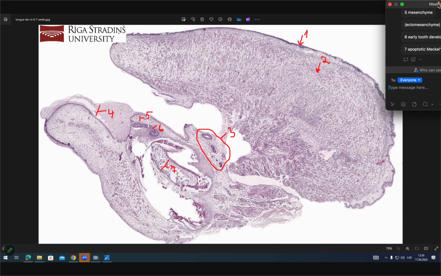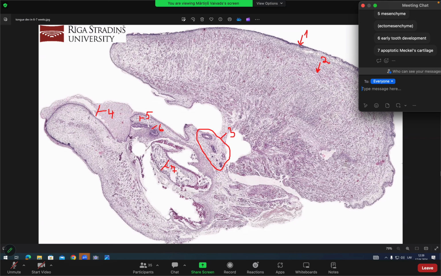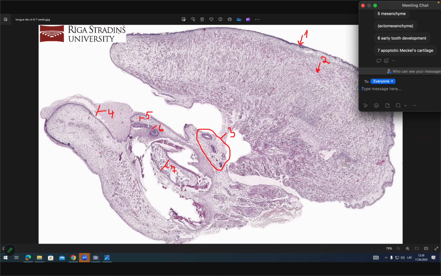From theory, what you should know is that as the facial region develops, it also has some cartilage tissue, but this specific cartilage degenerates completely, so it disappears. As you know, bones of the face and the jaws typically develop by intramembranous ossification, directly from mesenchyme. So normally there's no cartilage left. This cartilage is only a temporary structure. It disappears quite rapidly. Apoptotic Meckel's cartilage.